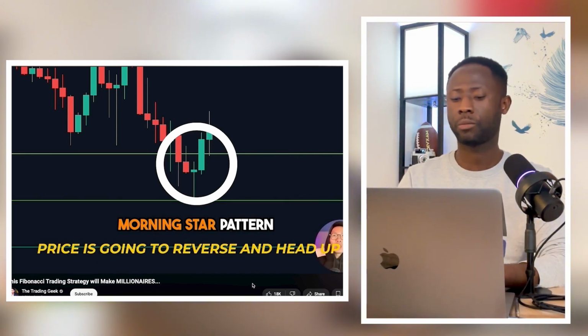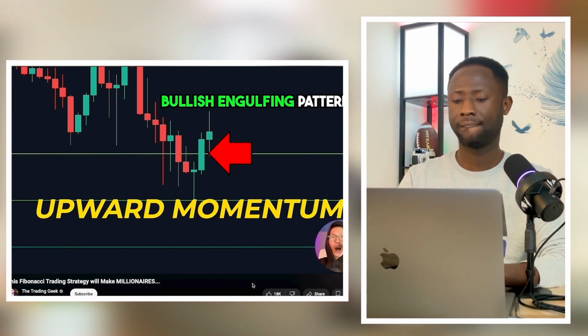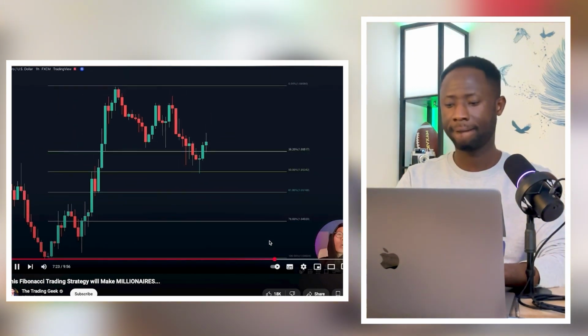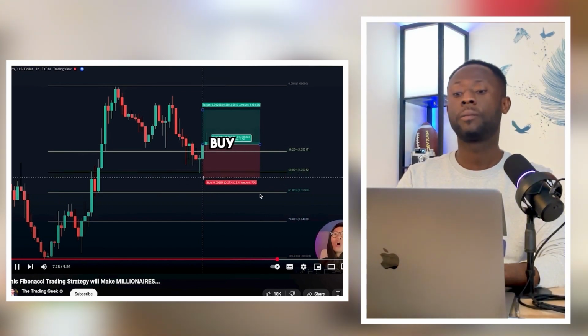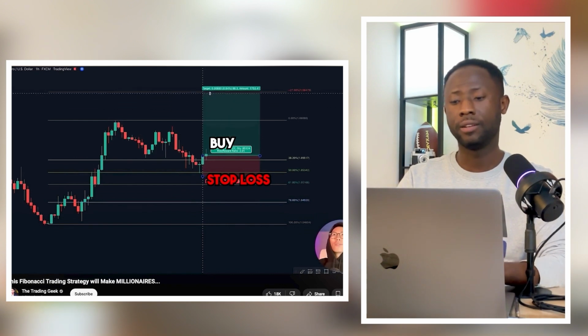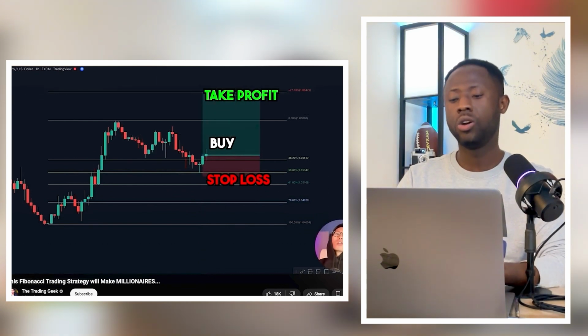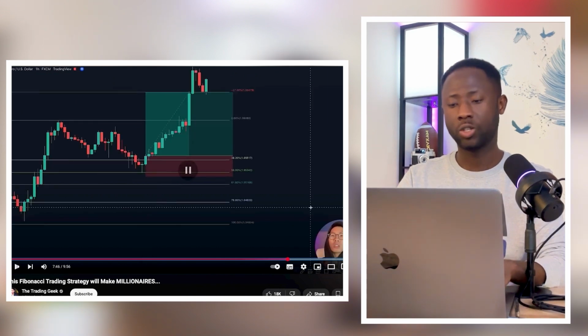Done retracing, and price is going to reverse and hit back up, along with this bullish engulfing candlestick telling us there is a lot of upward momentum. So in this case, this is where we enter for a buy position. This one to here is the entry, and these are the exits, your stop loss and your take profit. Good, nice one. This one too played out.